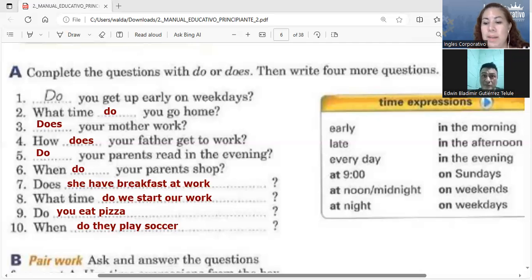Okay. So on weekdays, right? Monday, Tuesday, Wednesday, Thursday, Friday. Yeah, something like that. Okay. What time do you go home? What time do you go home? The second question. What time do you go home? In the morning, I go 5:40 a.m. Okay, very good.